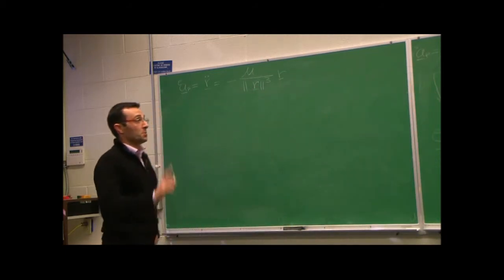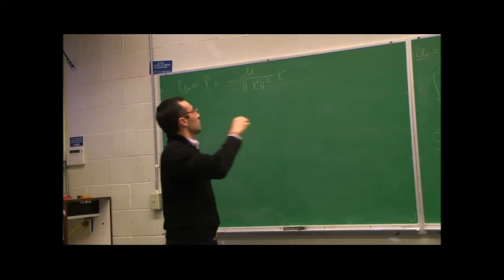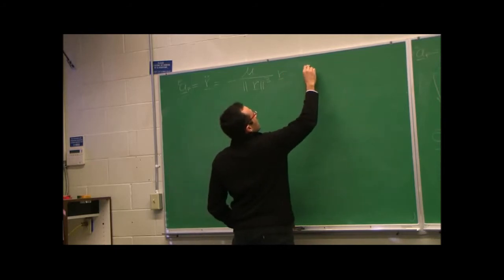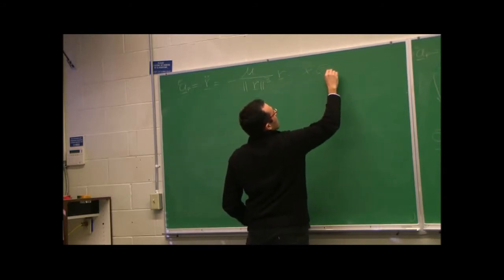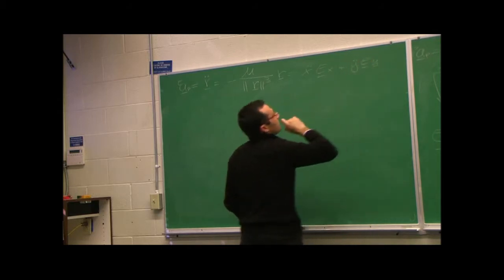Okay, that's the first piece of information. I'm telling you what that looks like. And then this, if you want, is also equal to x double dot e_x plus y double dot e_y. Okay?